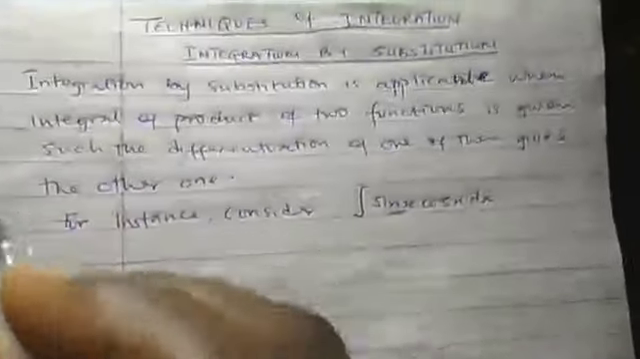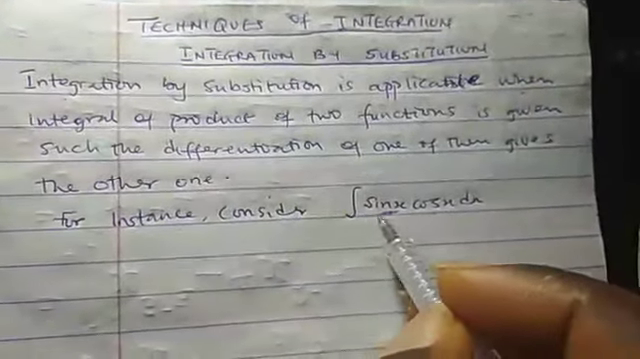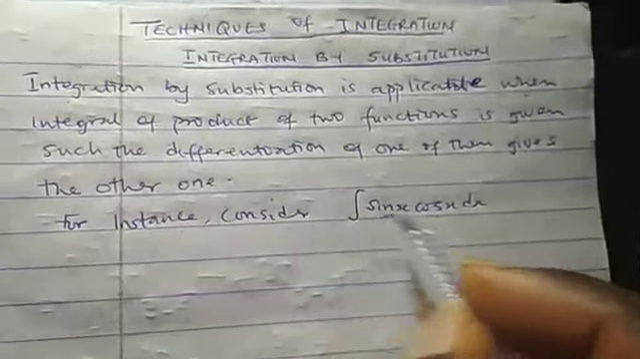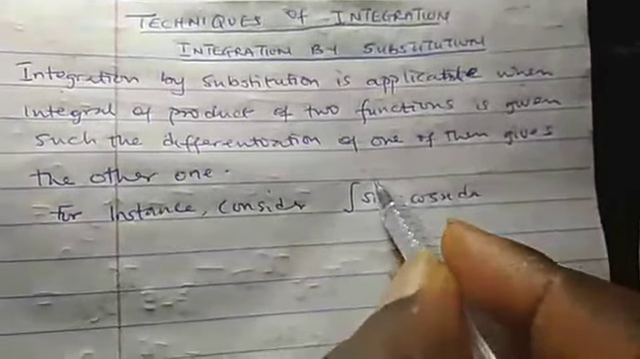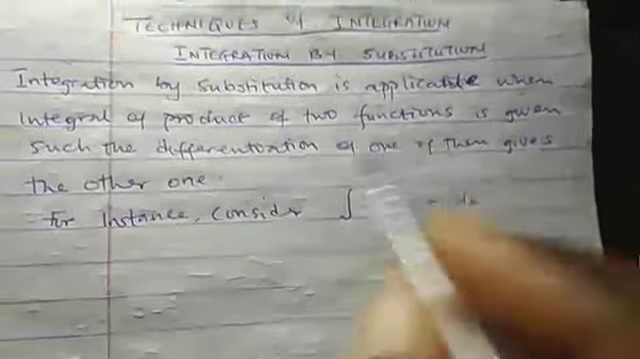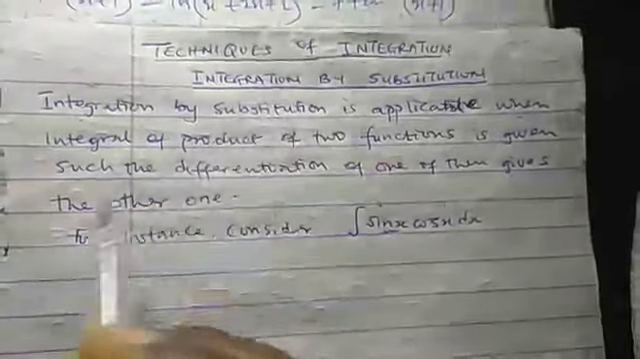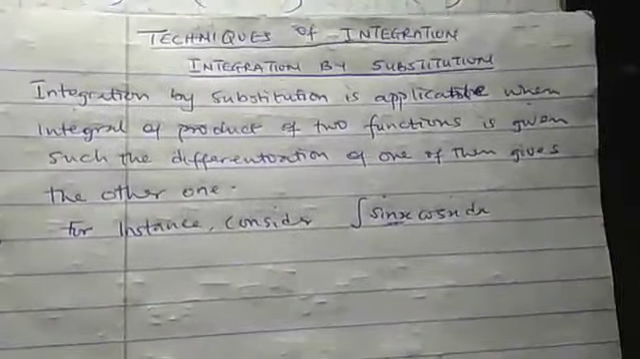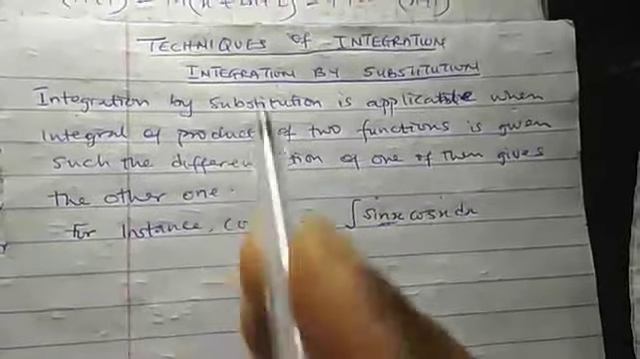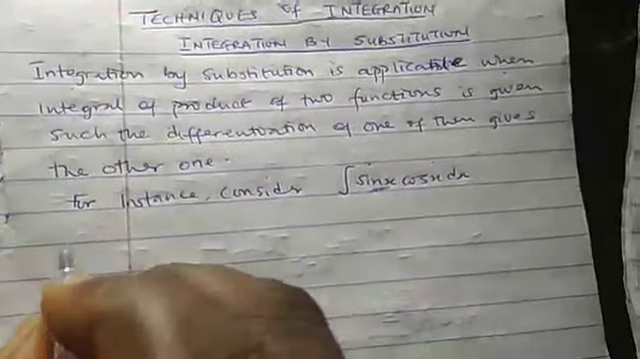So that means when we are given a product of two functions to integrate, such that if you differentiate one, you will get the other, then you apply integration by substitution. So how does this method work? We consider the following examples. Integration by substitution exists in different formats.